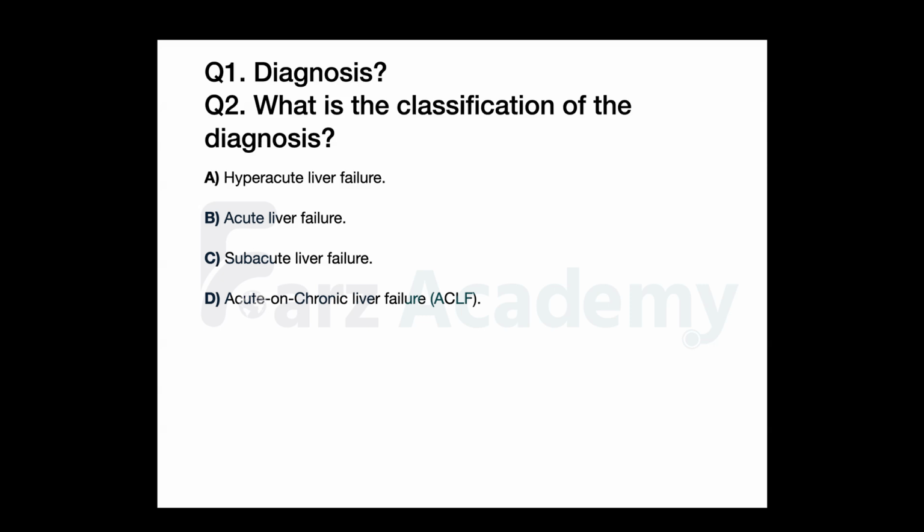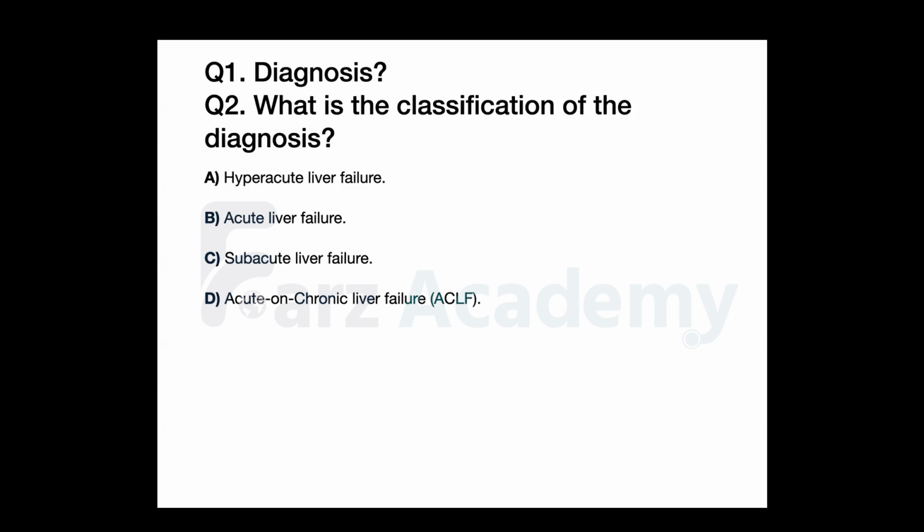All right. And why is that? We call it hyperacute because the liver failure occurred just 3 days after the ingestion of paracetamol. I think it's too quick, too early. Right, but is that the definition of hyperacute? I don't know the textbook definition. So no, it is very important.